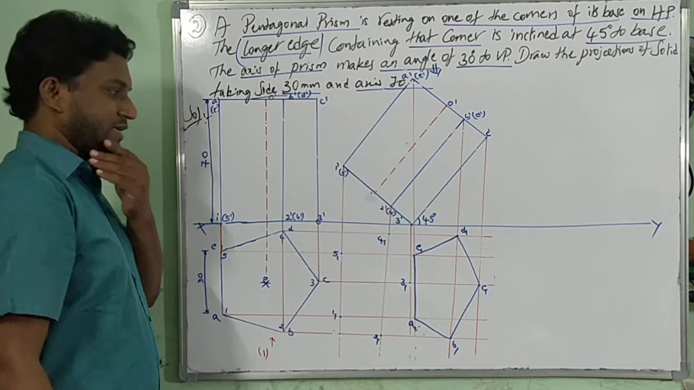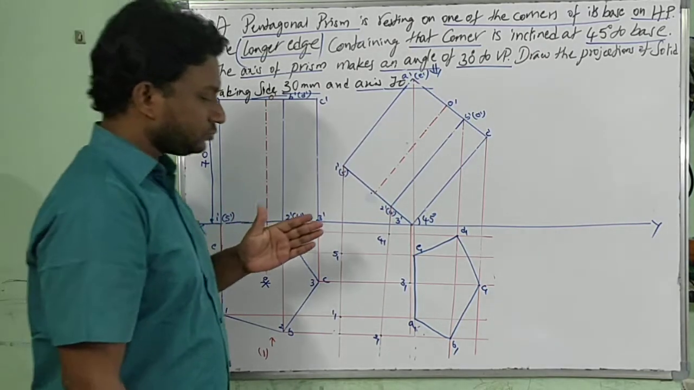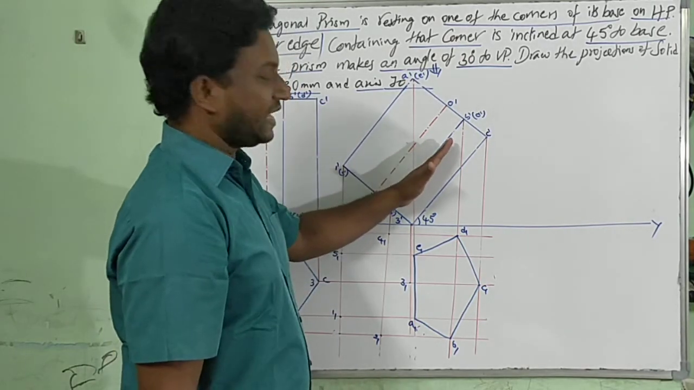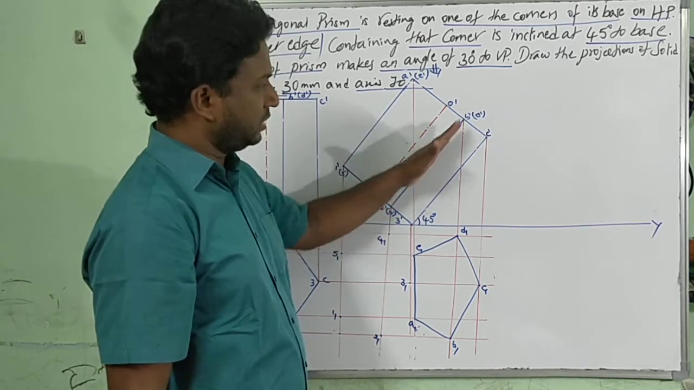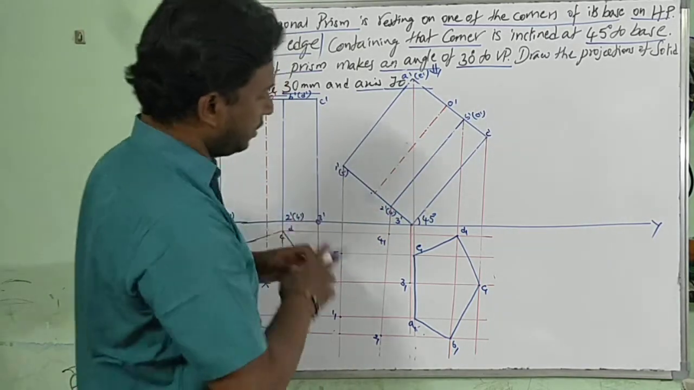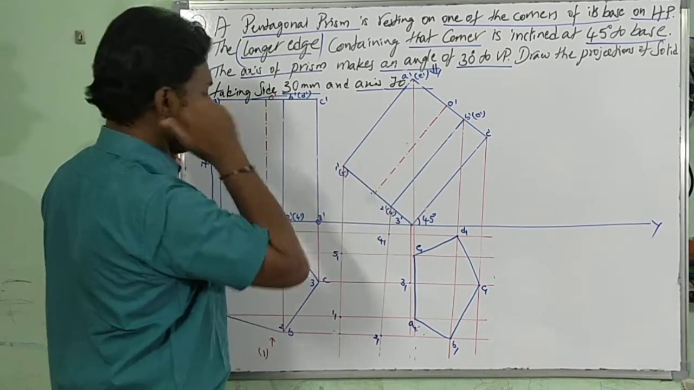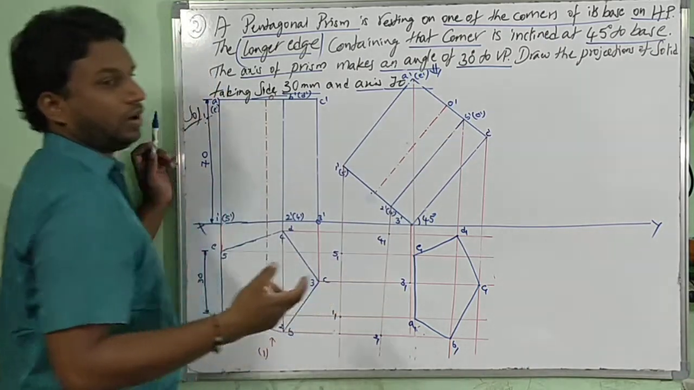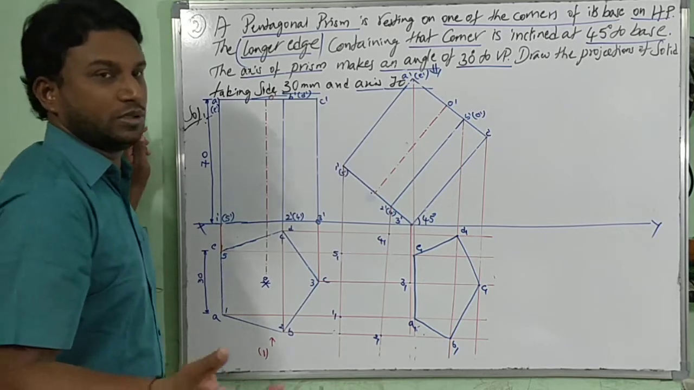Now bottom base. Now analyze with respect to the second edge, right? Now as per this edge, above points are clearly visible. Above edges are clearly visible with respect to the second long edge, the longer edge.